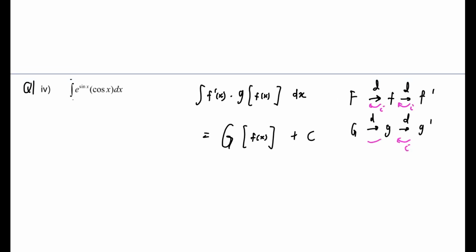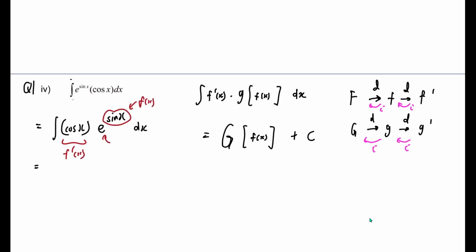That's the notation. Okay, so how do we use this? If you look at this integral, what you realize is that cosine x can be written on the left side if you really want to. Then it's multiplied by e to the power of sine x. So what you see is that this fellow here, cosine x, is f prime x. This sine x here is your f x. This e power x function is your g of x.